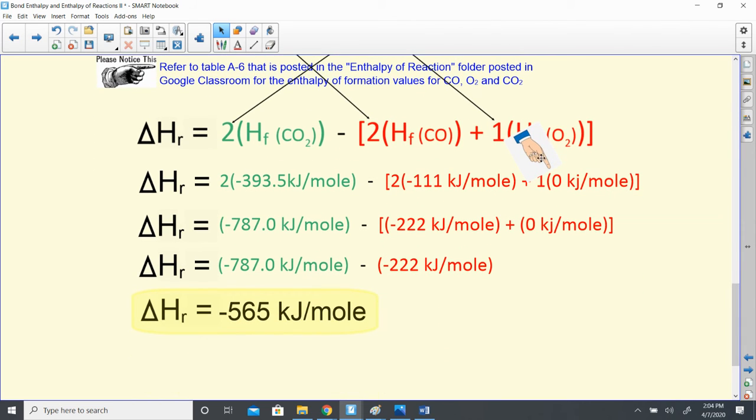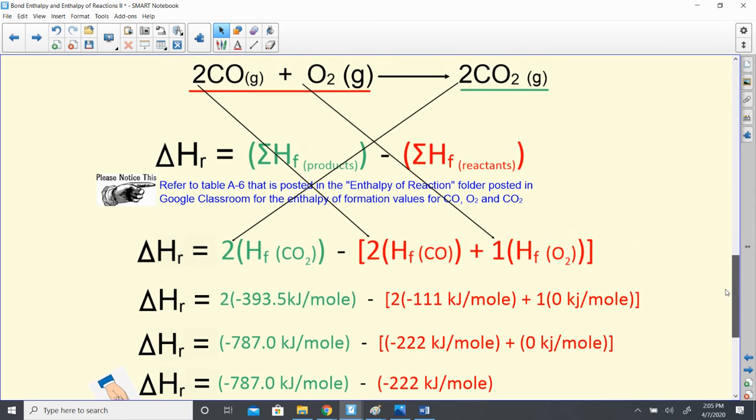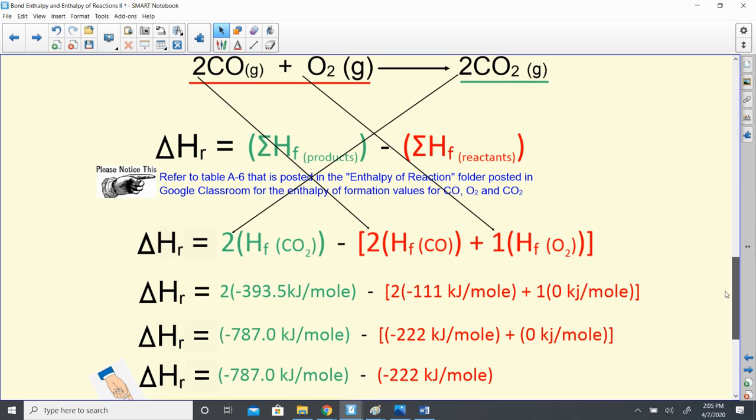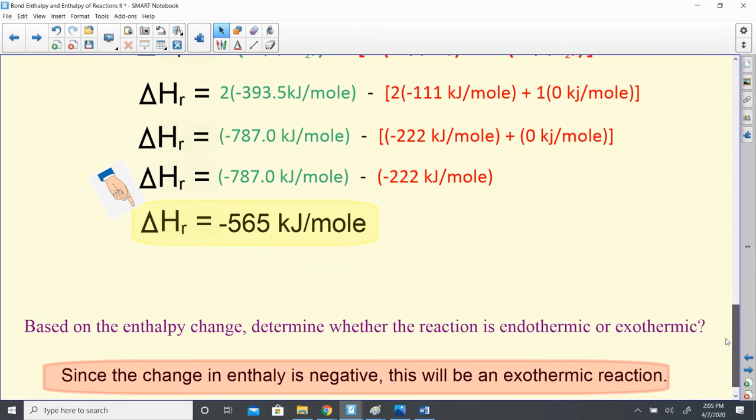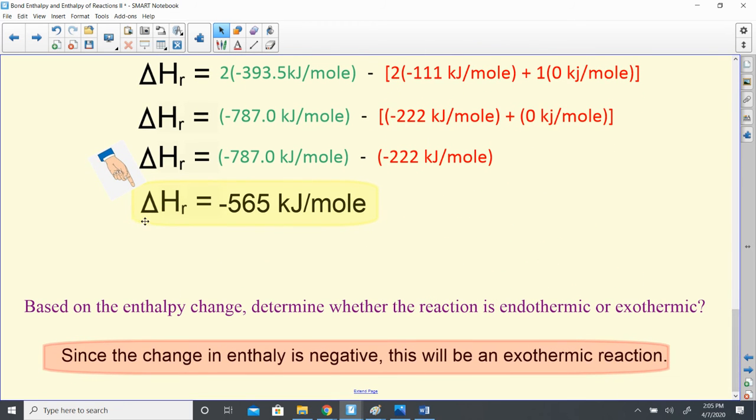So its enthalpy of formation is 0. So it's very similar to the bond energy, but you got to be careful. Enthalpy of reaction using enthalpy of formation is products minus reactants. So I did the math, boom, came up here with negative 565 kilojoules per mole. So the enthalpy of reaction for this reaction of 2CO plus O2 forming 2CO2 is going to be negative 565 kilojoules per mole. Based on the enthalpy change, determine whether the reaction is endothermic or exothermic. Well, a negative delta H is indicative of an exothermic reaction.